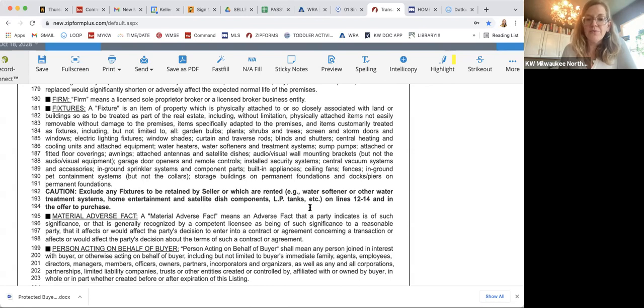A fixture. We can refer back to this definition of a fixture when we're going over our inclusions and exclusions of the contract. A fixture is an item of property which is physically attached to or so closely associated with the land or the buildings as to be treated as part of the real estate. And then it goes on to describe examples of a fixture. The best way to describe that is if you were to take fixed shelves off of the property, there would be permanent damage to that wall. A light fixture would definitely need to be replaced.